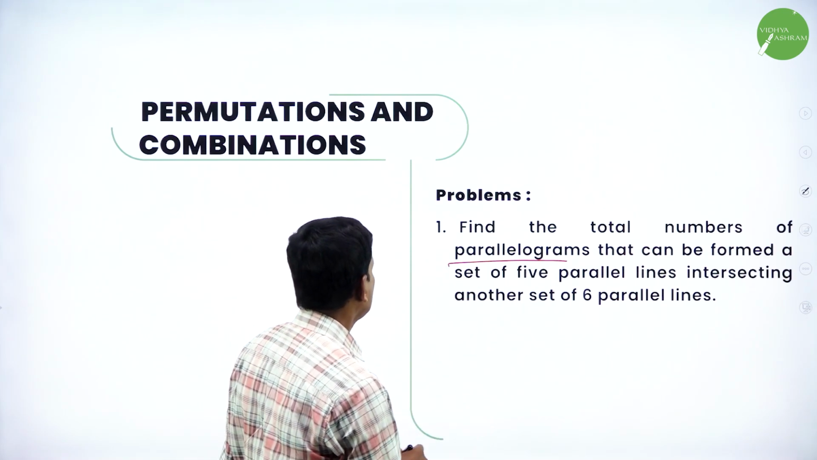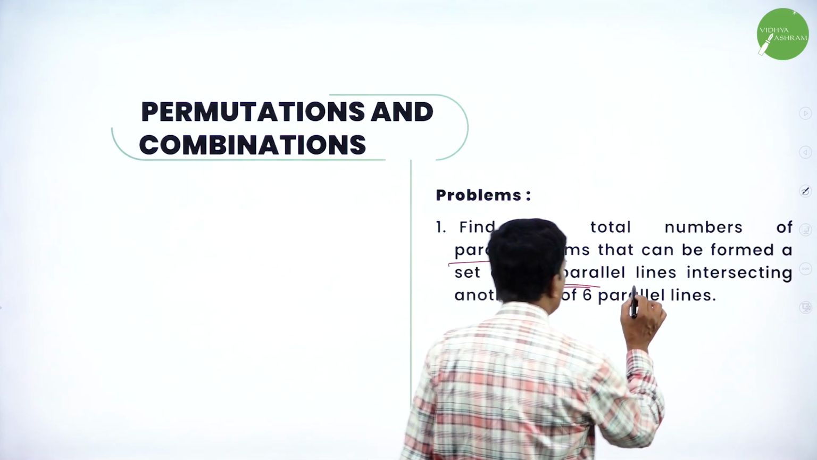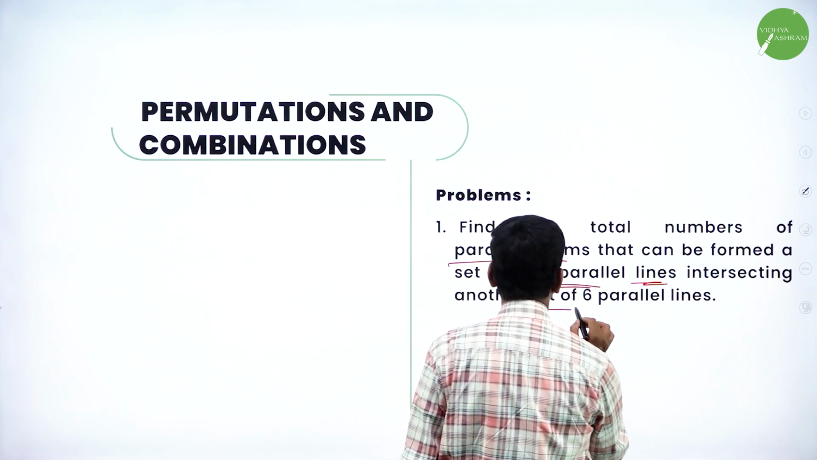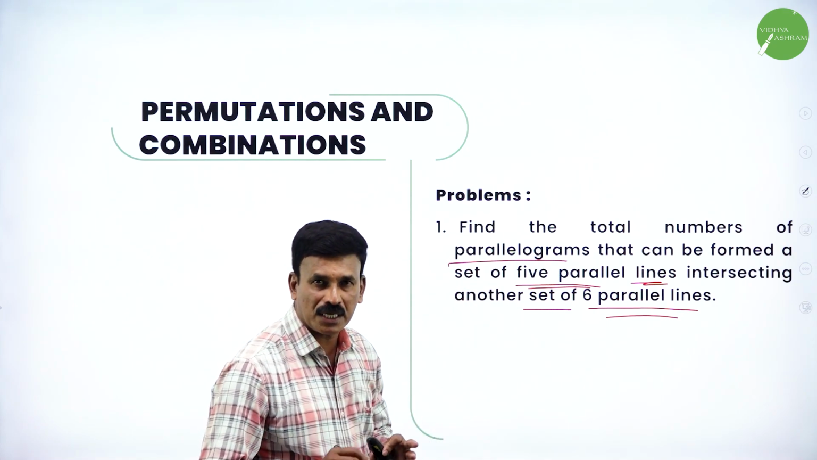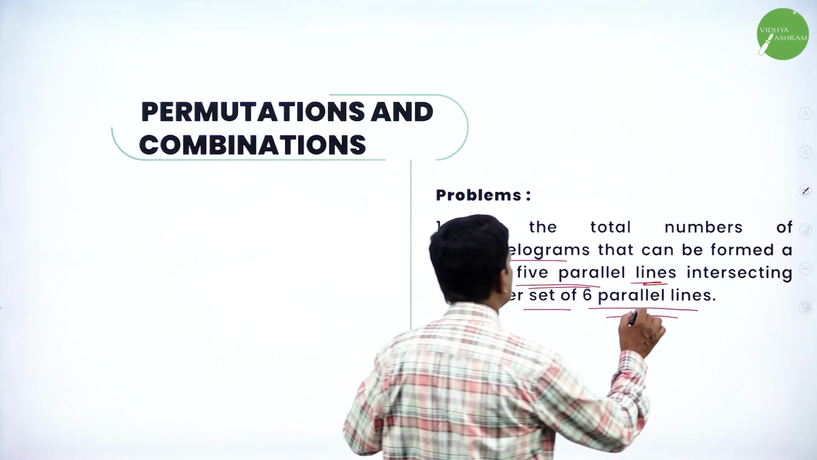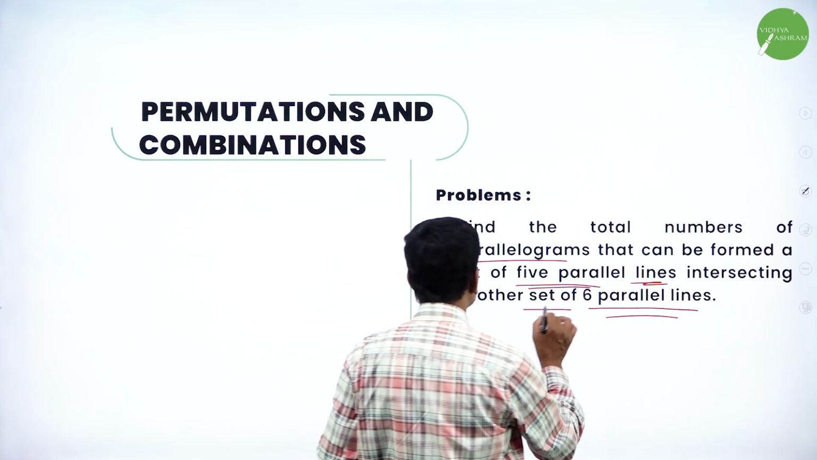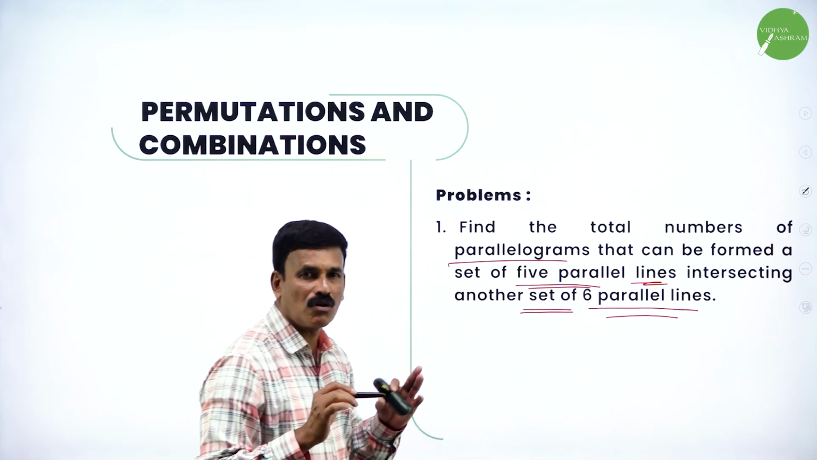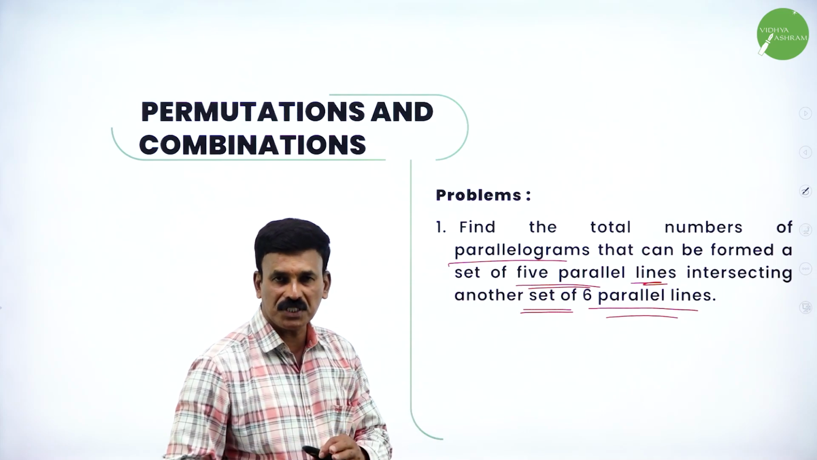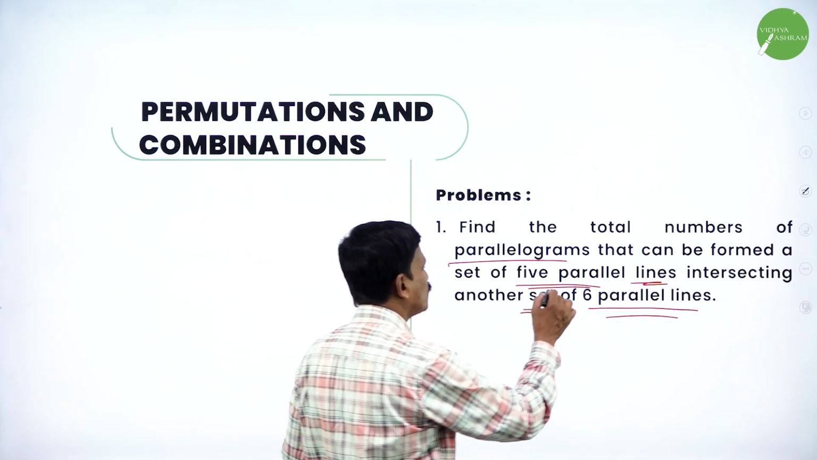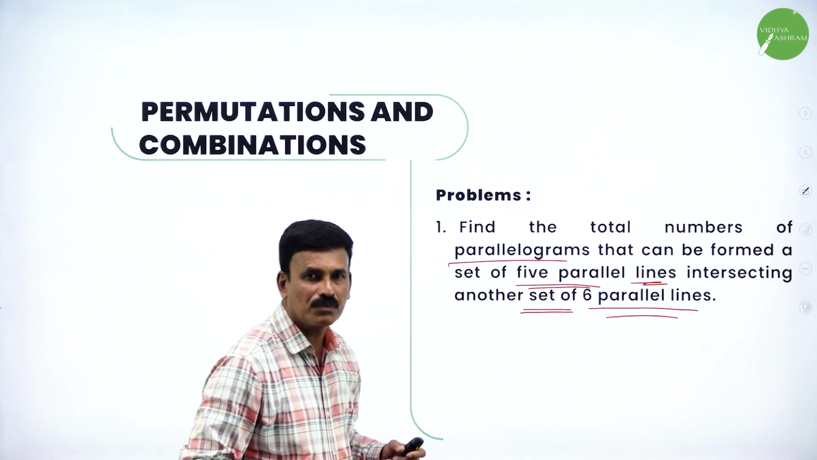Find the total number of parallelograms that can be formed from a set of 5 parallel lines intersecting another set of 6 parallel lines. So here we have to find the total number of parallelograms. What is the condition? That can be formed from a set of 5 parallel lines intersecting another set of 6 parallel lines. So 5 parallel lines are intersecting with another 6 parallel lines. If such is the case, how many parallelograms can be drawn from these 5 lines as well as the 6 lines? This is the problem. Very simple and very important problem, right?